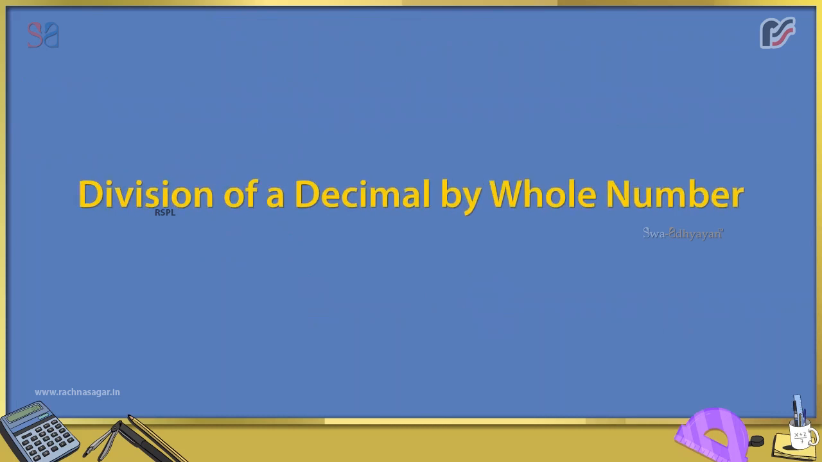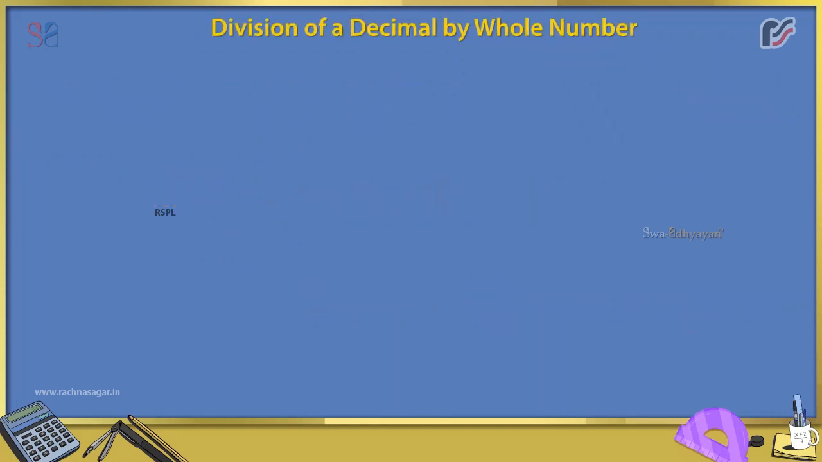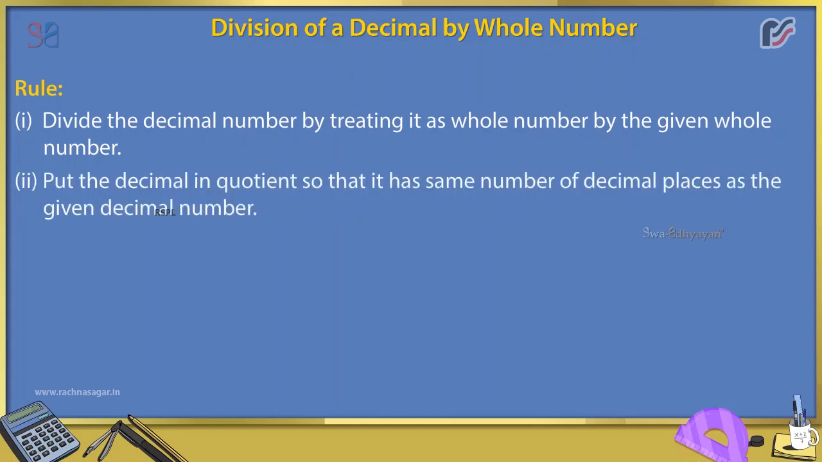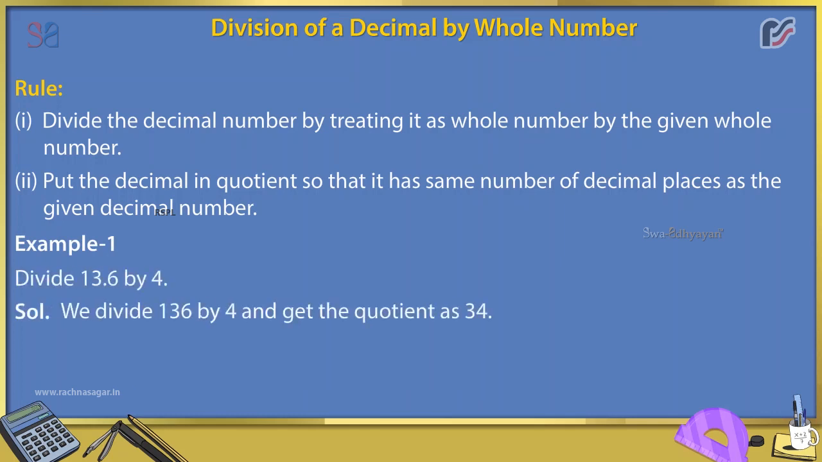Division of a decimal by a whole number. Rule 1. Divide the decimal number by the given whole number, treating it as a whole number. 2. Put the decimal in the quotient so that it has the same number of decimal places as the given decimal number. Example 1. Divide 13.6 by 4. Solution: we divide 136 by 4 and get the quotient as 34. So, 13.6 by 4 is equal to 3.4.